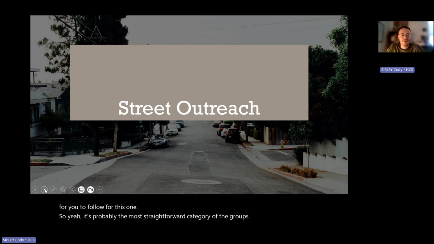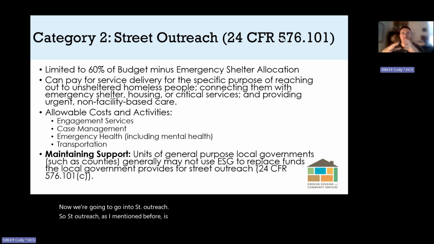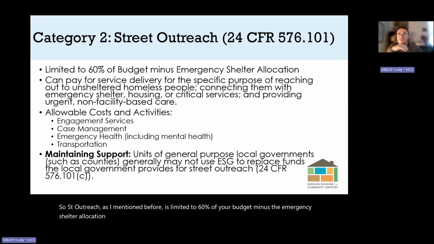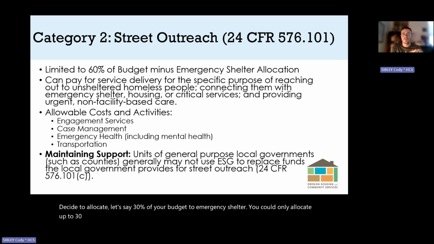Now we're going to go into street outreach. So street outreach, as I mentioned before, is limited to 60% of your budget minus the emergency shelter allocation. So if you decide to allocate, let's say, 30% of your budget to emergency shelter, you could only allocate up to 30% for street outreach, and vice versa.